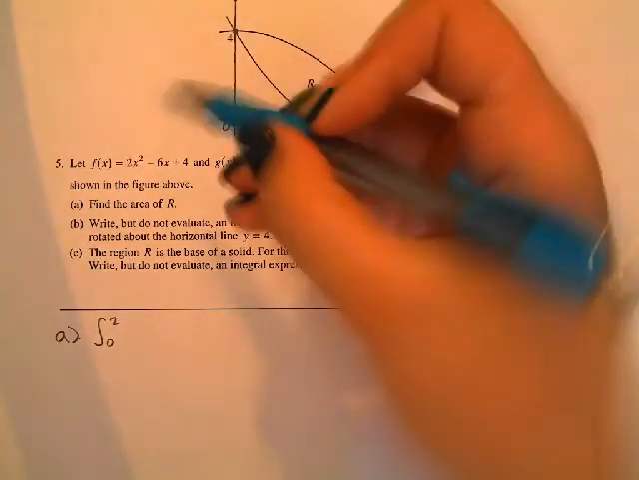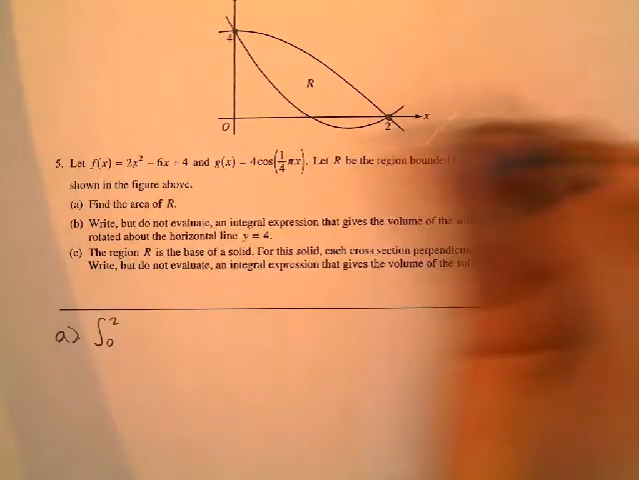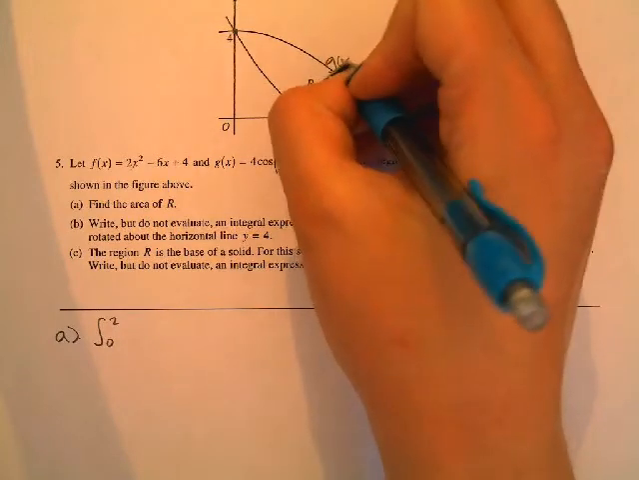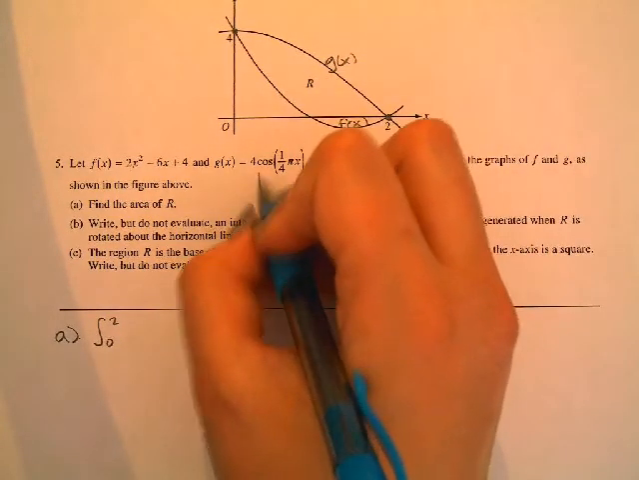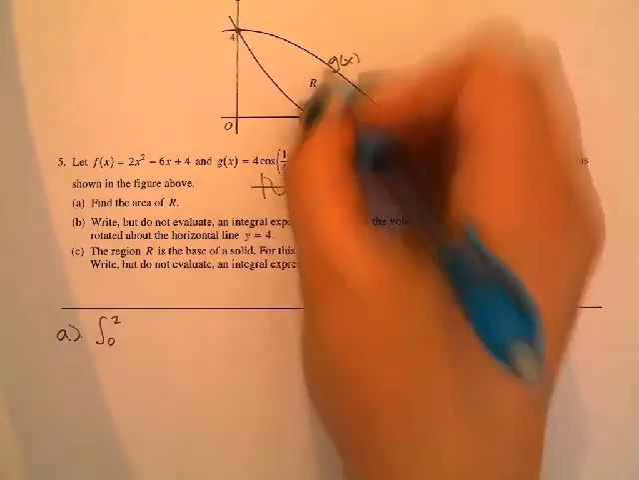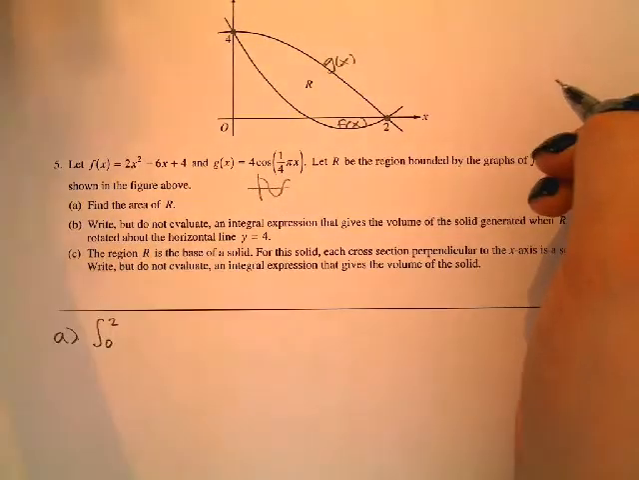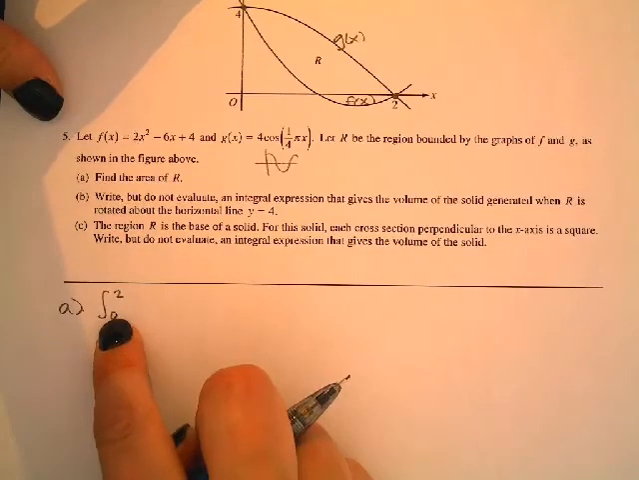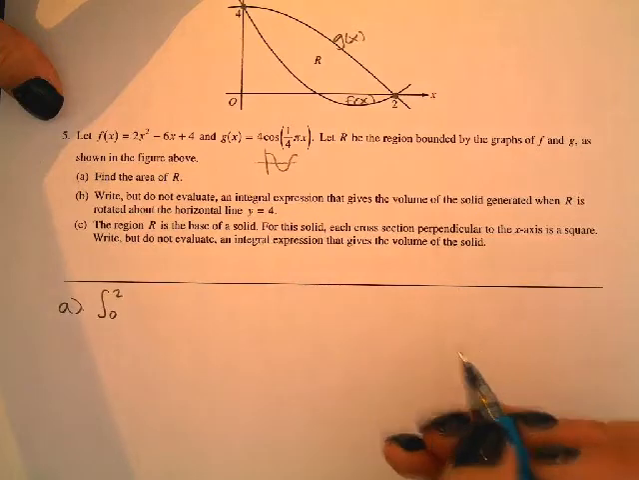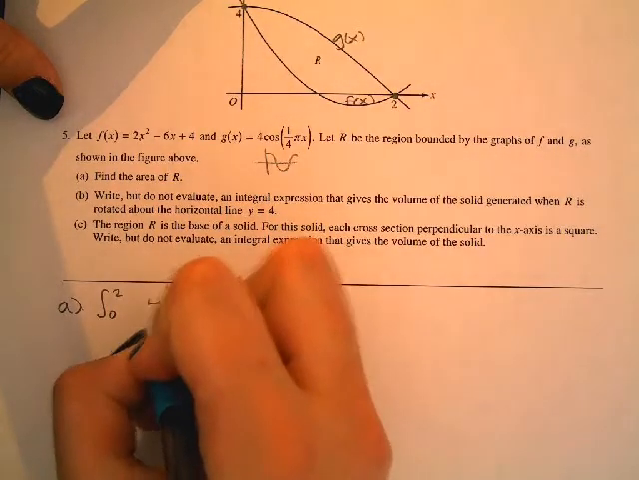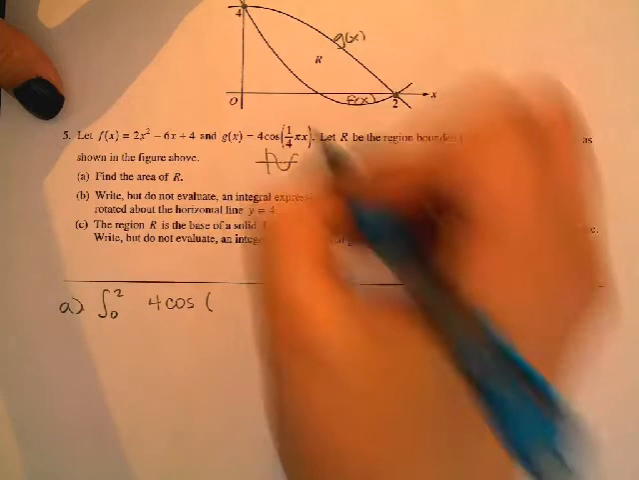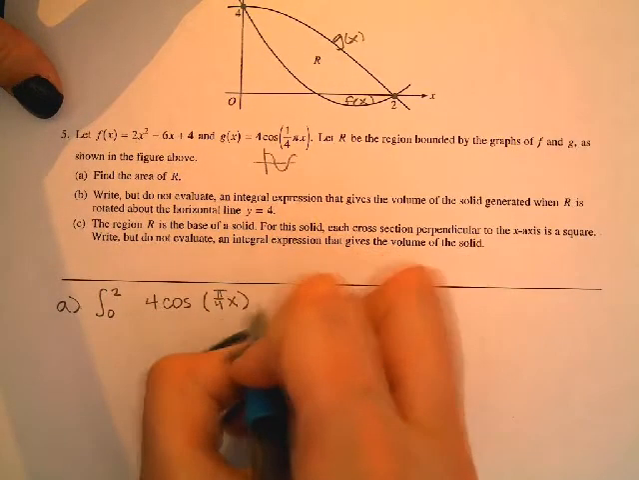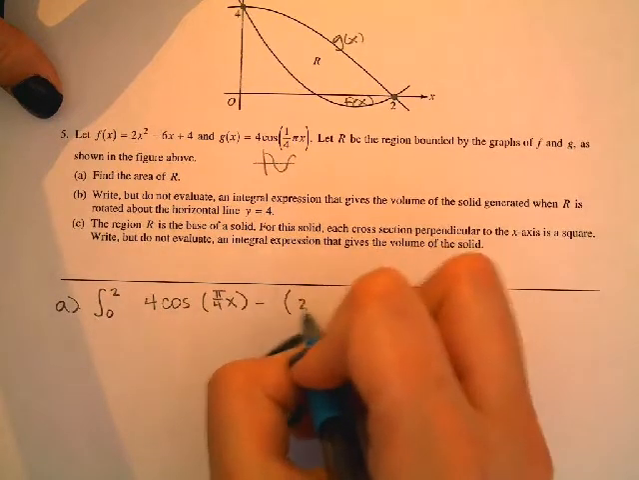So this is a parabola that's right side up, so that's got to be this one. And then cos, which fits, because a typical cos graph looks like this. There are some transformations on it, but it's got that general starting shape. All right, so from 0 to 2, we're going to do top minus bottom. So we're going to have 4 cos. Instead of 1/4 pi, I'm going to just write pi fourths x, minus the bottom.